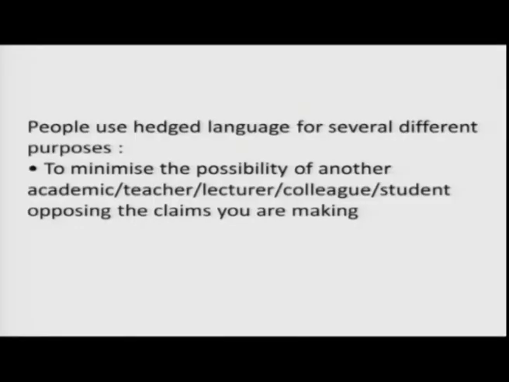In the academic context, people use hedging devices for several different purposes. They are listed here. One, to minimize the possibility of your peer opposing and demolishing your arguments in a very simple manner. It means if you make some claim with a very high level of certainty, then it becomes easier for people to question it. It might be your teacher, your colleague, maybe a student, somebody else working in the same field. They will be able to criticize you, they will be able to point out loopholes in your argument if you make very strong claims.